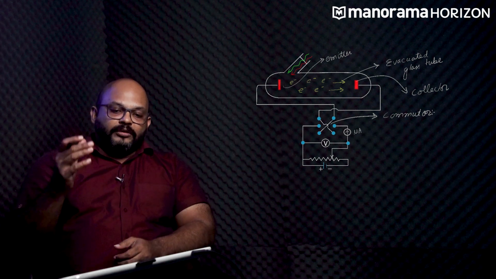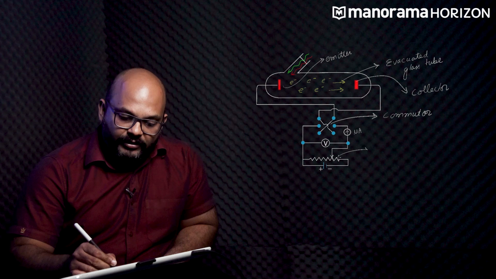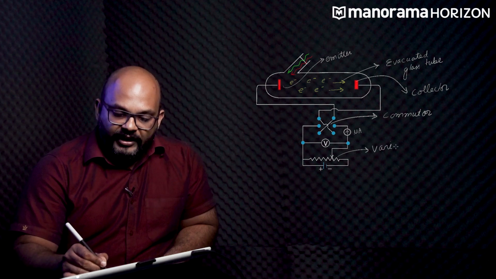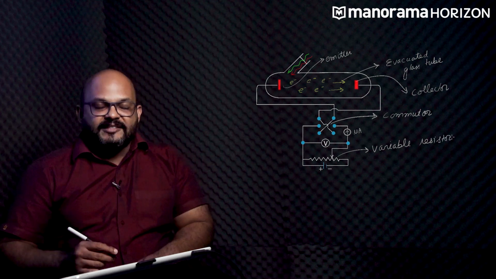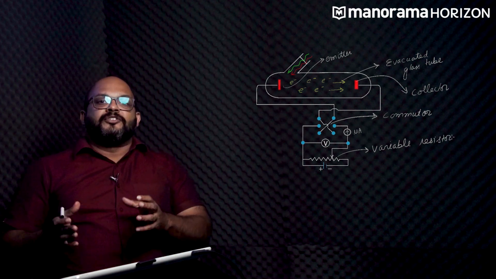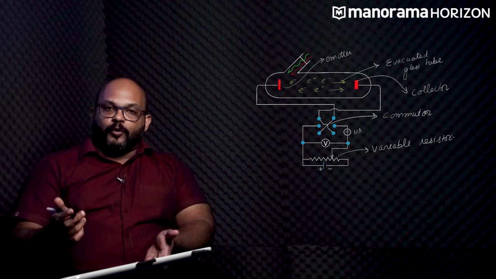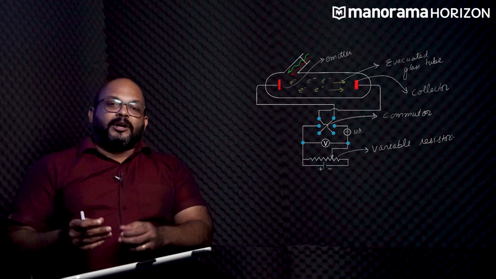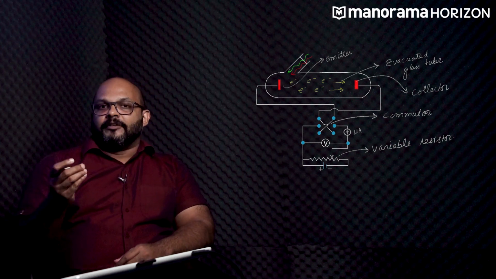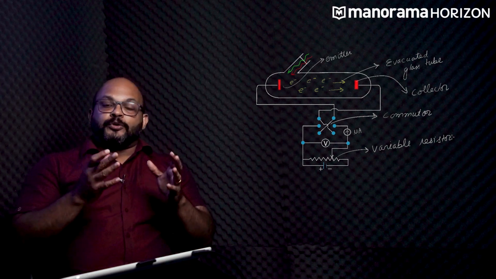Now, we can also change the amount of potential by using this variable resistance. We can use it to decide the magnitude, the amount of voltage being placed across these plates. In addition, we have a voltmeter, as you can see, and we have a microammeter, because the photocurrent is very small, so we need a very sensitive device to be able to measure this current. Now let us see how this device is going to function.